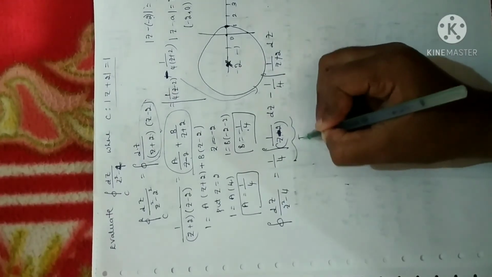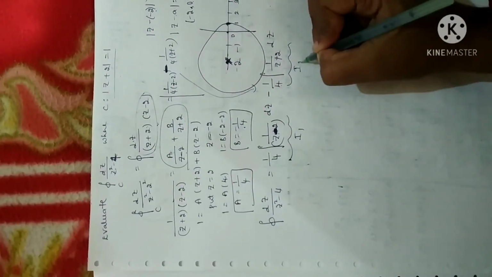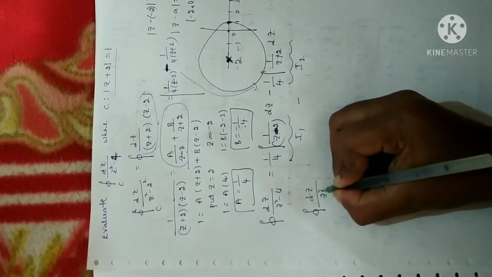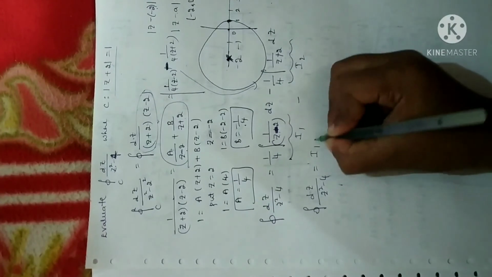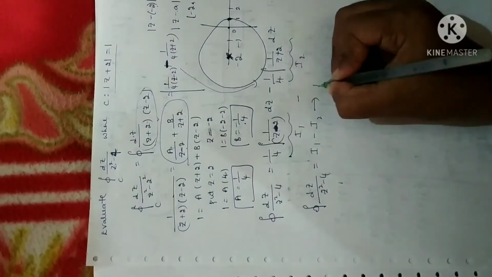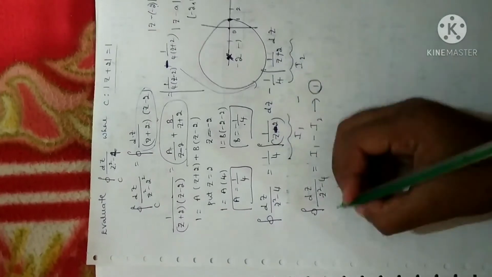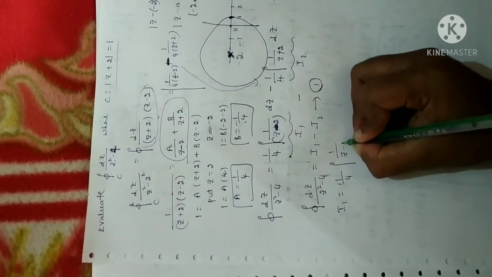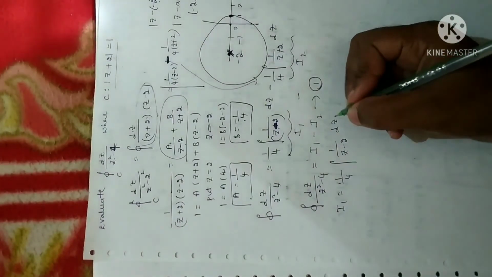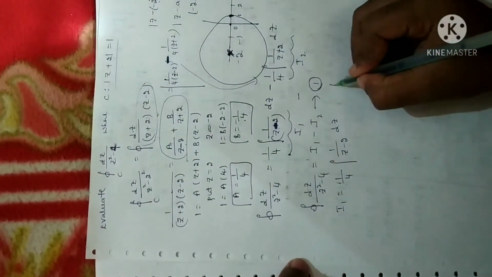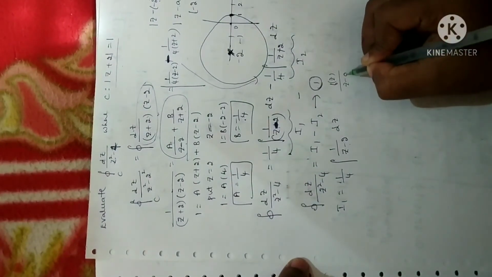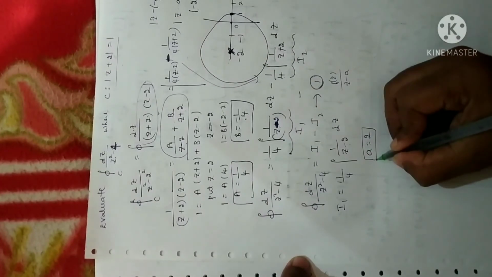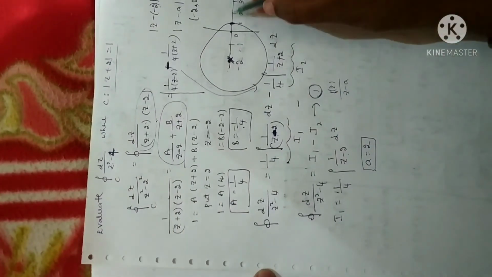Now I can take this as integral I1 and this as integral I2, with the minus sign between them. So the given problem, dz divided by z square minus 4, will be I1 minus I2. Let me take this as equation 1. Now I have to evaluate I1. Let me take I1 as 1 by 4 into 1 divided by z minus 2 into dz. Comparing with the standard form f(z) divided by z minus a, the a value is 2. You can clearly note that a equal to 2 lies outside the circle.